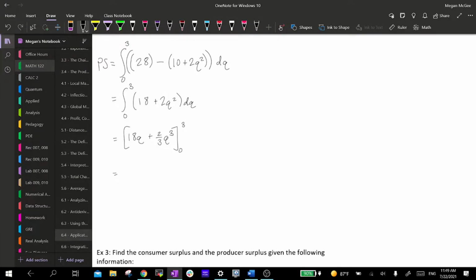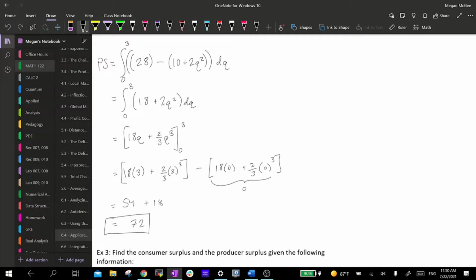All right, so we get 18 times 3 plus 2/3 times 3 cubed, minus 18 times 0 plus 2/3 times 0 cubed. So everything over here is going to come to 0. And on the left-hand side, we get 54 plus 18, so we get 72 as our final answer. So our producer surplus is the area between two curves, so we have 72 area units.